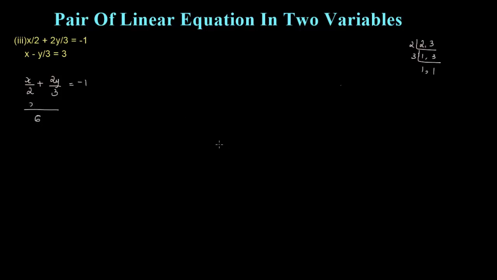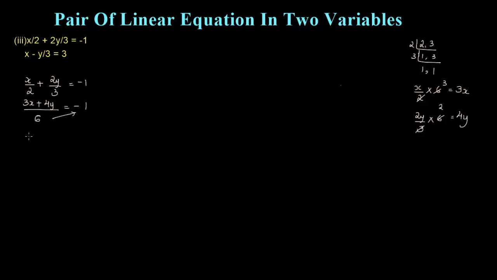Then you need to take the first fraction. So x divided by 2 into the LCM. LCM is 6. So how many times will it go? 2 threes are 6. So 3 into x is 3x. Write it. Then 2y divided by 3 into 6. 3 twos are 6. Then 2 twos are 4y. Right? So 4y is equal to minus 1.